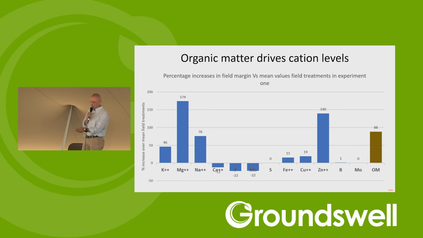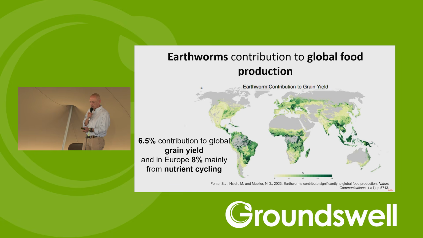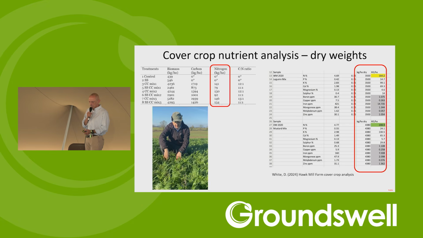But when we measure the field margin, you can see organic matter drives all the cation levels in our soil. They're all up. And so organic matter is the key thing. I keep coming back to it, but it's the key thing in our system. And worms also are great providers of nutrition. There are a couple of recent studies to suggest that worms are responsible for 6.5 to 8% more grain yield, and predominantly that's because of nutrient cycling.